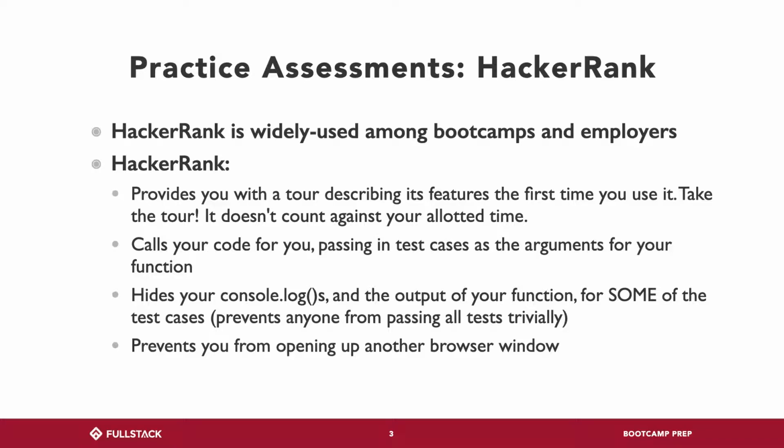HackerRank also calls your code for you. Like, there's a run button, so you write your code and run, and then it runs against all these test specs. Some of the test specs, you can see. You can see what HackerRank is passing into your function. However, when you click run, you can see them. When you click submit, it will run like 30 other test specs, but you will never get to see those.